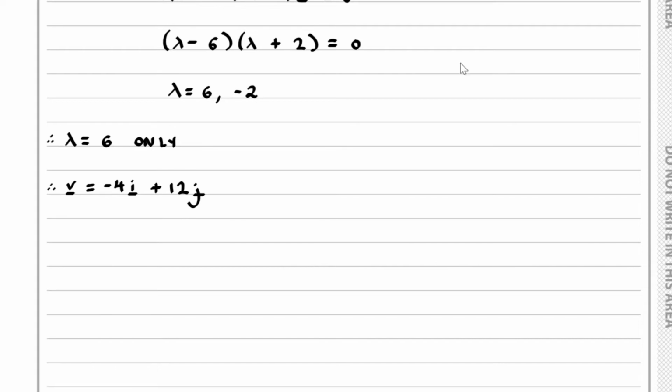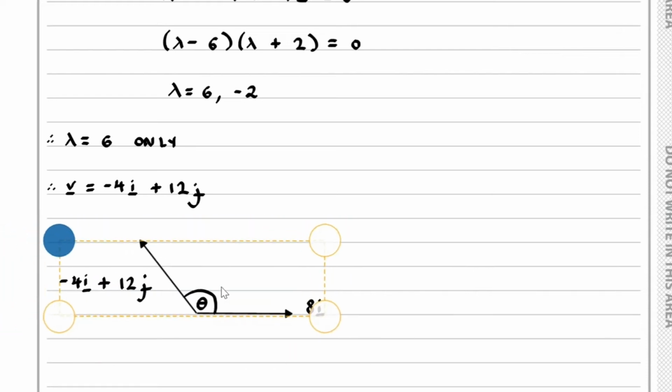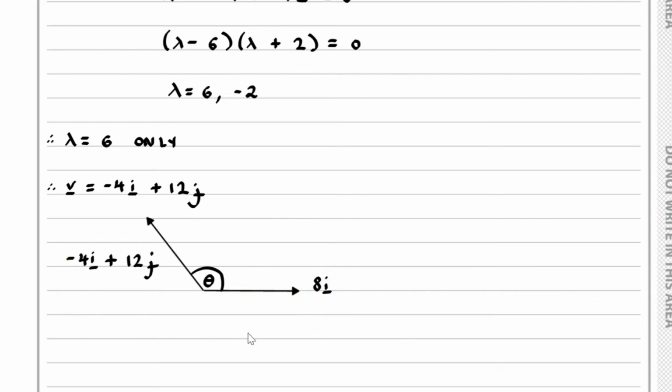So we need to find the angle in between those vectors. If I find out the angle in between those vectors, that will be given by the angle here. We've got U, which is equal to 8i, and then we've got V, which is minus 4i plus 12j. So this is what we need to find the angle in between.